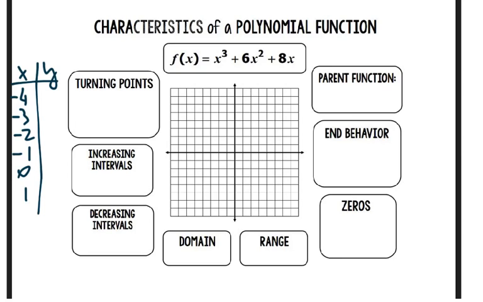So when x is equal to -4, the y value is 0. At -3 is 3, -2 is 0, -1 is -3, at 0 is 0, at 1 is 15. Take a moment to plot the points.